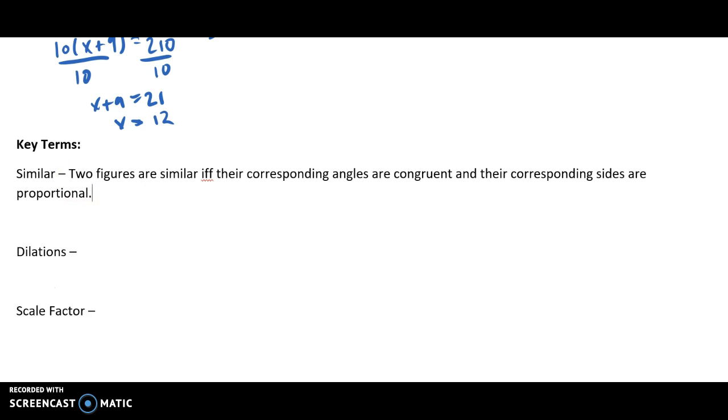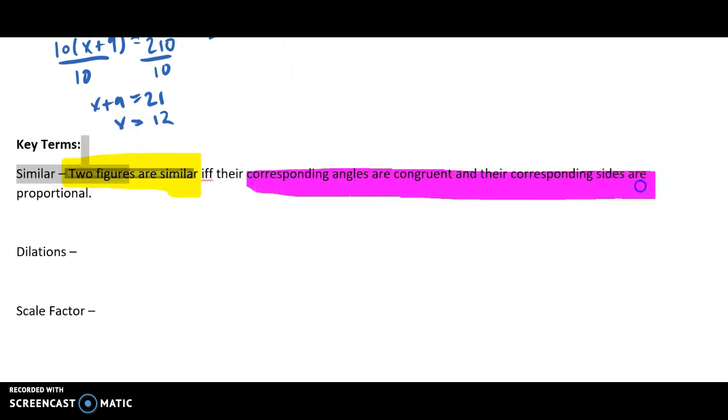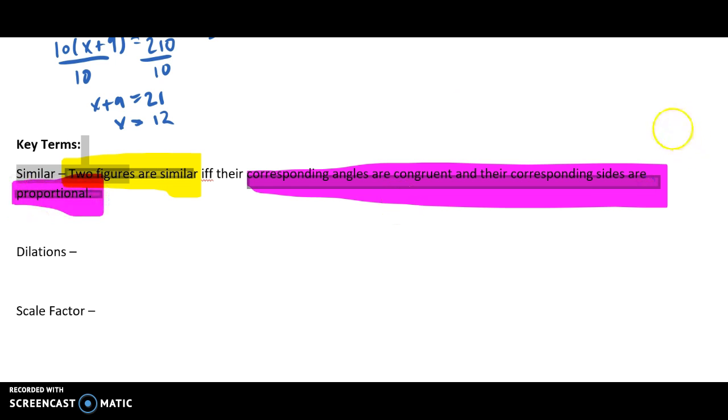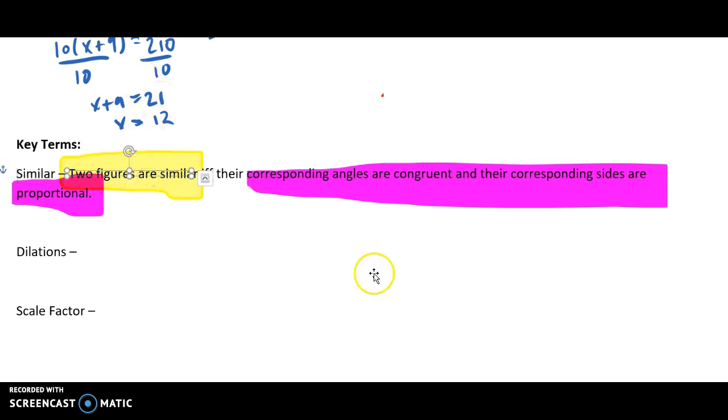So again, notice it's a biconditional statement, which means if two figures are similar, then we can assume that those conditions are met. So if this, then these things are true. I don't know why that's happening on my screen. Or the other way around. If we know corresponding angles are congruent and corresponding sides are proportional, then we can conclude that the figures themselves are similar. Somehow I entered in some text boxes there.